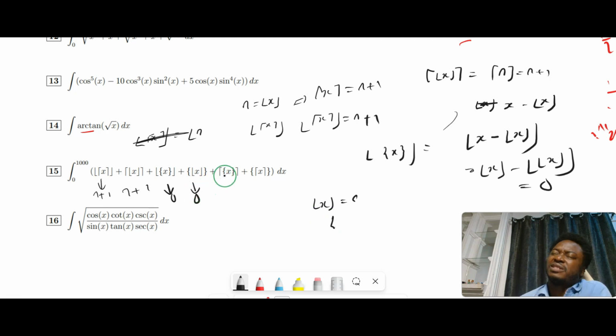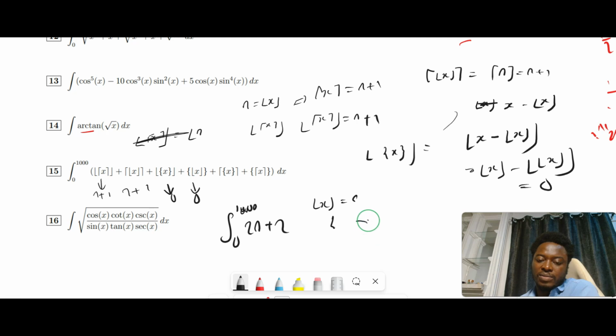What about the ceiling of the fractional part of x? Okay, this too should also be 0, because the fractional part of x, the ceiling of that would be, yeah, these two should go to 0. So everything will be from 0 to 1000 of 2n plus 2.